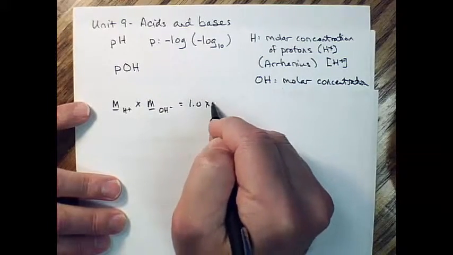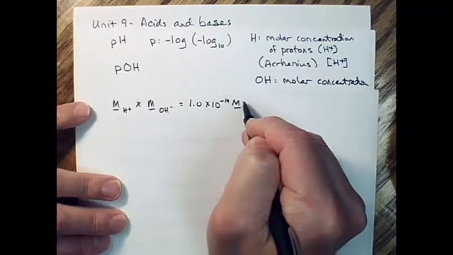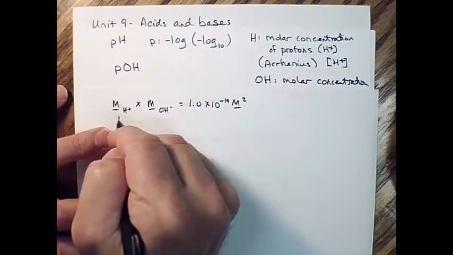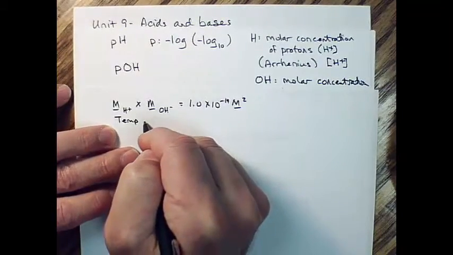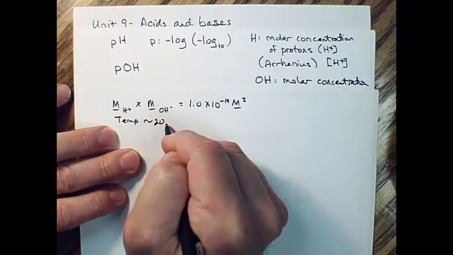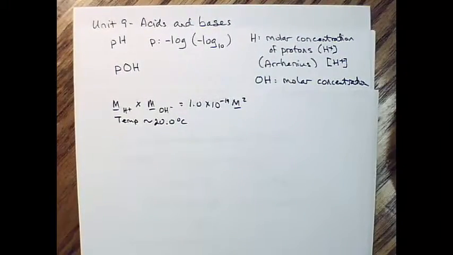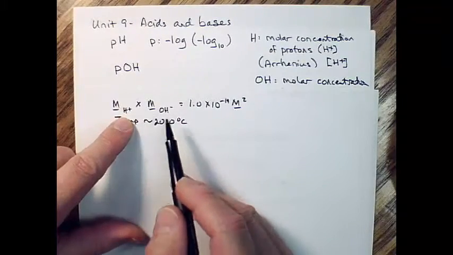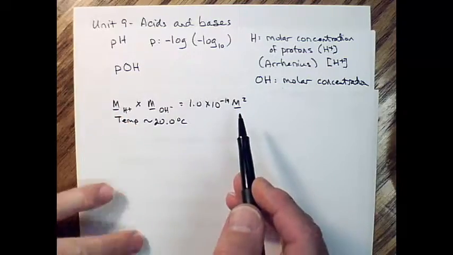1.0 times 10 to the negative 14 molar squared. And that is always true so long as your temperature is at, or close to anyway, 20.0 degrees C. If you heat up the water, you actually get more hydroxide ions and more hydrogen ions, and so this number actually goes up and your pH goes up.